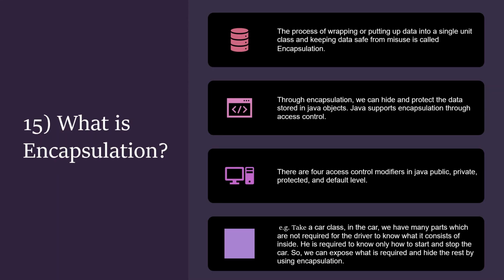Question 15. What is encapsulation? The process of wrapping or putting up data into a single unit class and keeping data safe from misuse is called encapsulation. Through encapsulation, we can hide and protect the data stored in Java objects. Java supports encapsulation through access control. There are 4 access control modifiers in Java: public, private, protected, and default level.